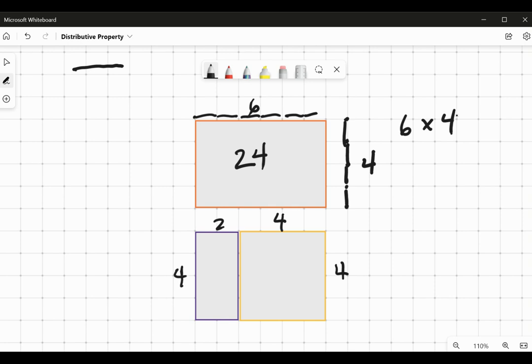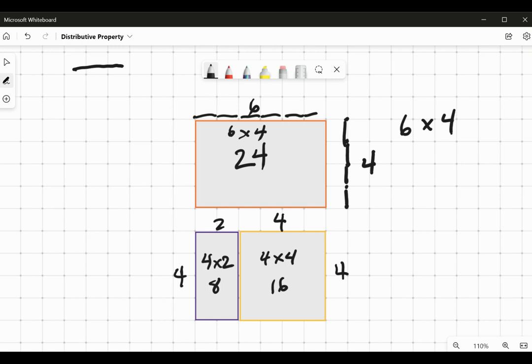So this is no different than, and I'll write this dimension over here as well. This is a grid that's 4 by 2, which is 8. And this one is 4 by 4, which is 16. And I should have written before that this is 6 by 4, which is 24.